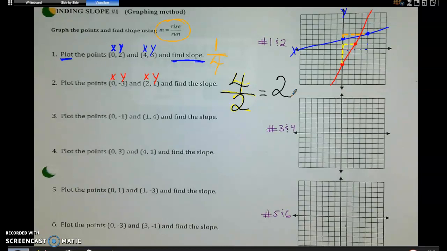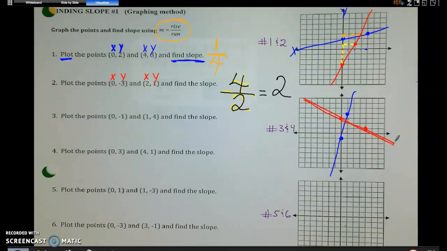So looking at number 3, let's plot the points for number 3. We have 0, negative 1. And then we have 1, 4. 1, 2, 3, 4. Okay. Draw my line. And then you're going to find the slope. Number 4. We have 0, 3. So 0, 1, 2, 3. 4, 1. So 1, 2, 3, 4, 1. Oops, missed a little bit. Okay. If I were doing this on paper, I would line up a straight edge to be able to get a straight line. So there are your lines for number 3 and number 4.